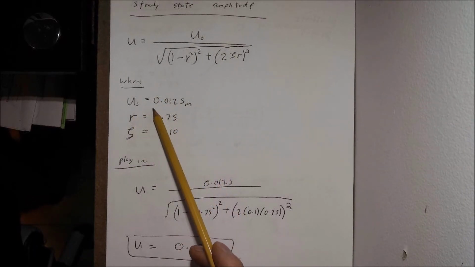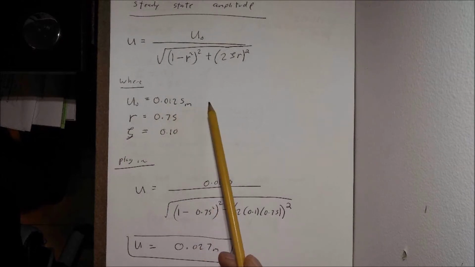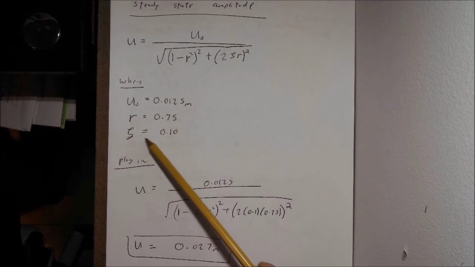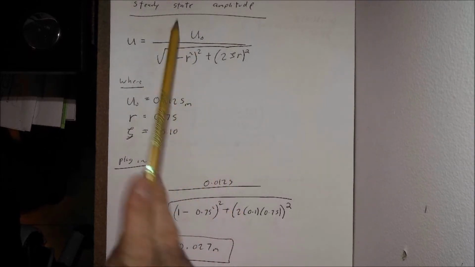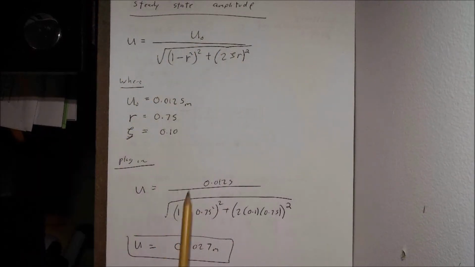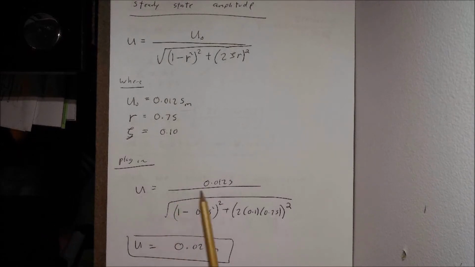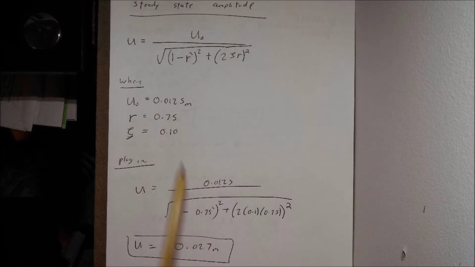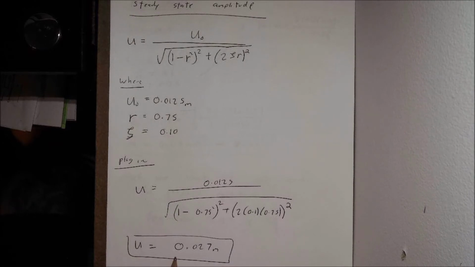Our U naught is equal to 0.0125 meters that we just solved for. Our r we just solved for is 0.75, and our zeta term is 0.1. So we can take these values and plug back up into our steady state amplitude equation for our r, U naught, and zeta terms. We do that, and what we end up with is U is equal to 0.0125, our U naught, divided by the square root of 1 minus our r squared, entire quantity squared, plus 2 times our zeta term times our r term, quantity squared. We do out the math. We end up with U is equal to 0.027 in units of meters.